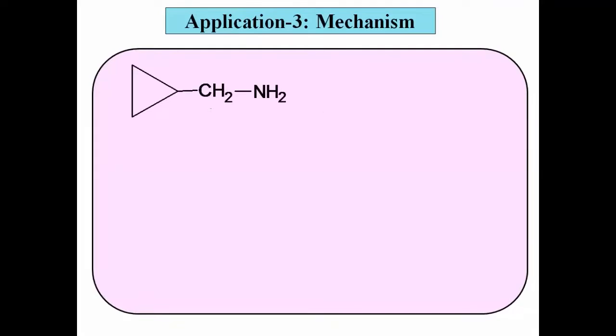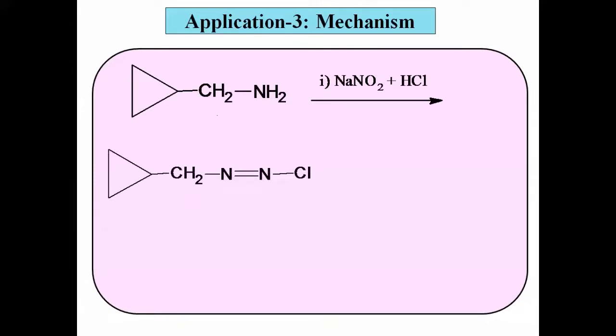This is our starting material: a three-membered cycle, then CH2, NH2, cyclopropyl carbonyl amine. When it is treated with NaNO2 HCl, in the first step the NH2 group converts into diazonium chloride. This is the diazotization reaction, carried out at low temperature, about 0 to 5 degrees Celsius. It converts into the corresponding diazonium chloride.